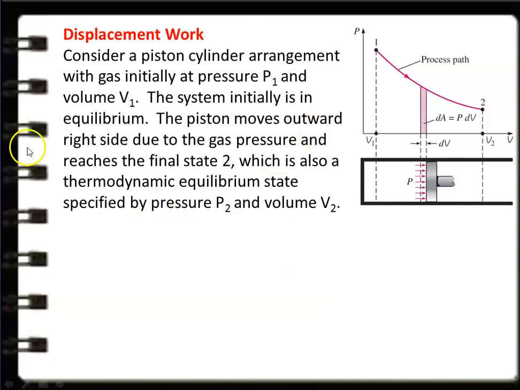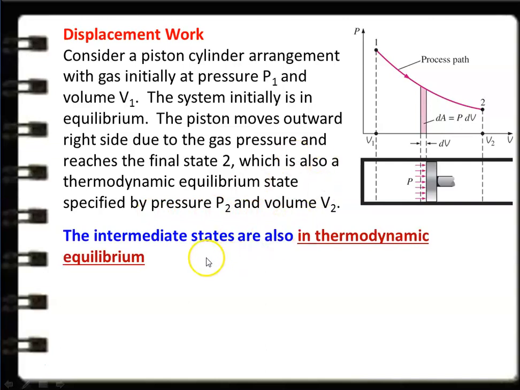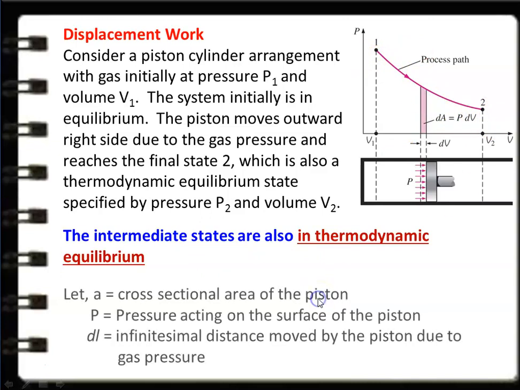And look here, all the explanation is given. Consider a piston cylinder arrangement with the gas initially at pressure P1 and volume V1. The system is initially in equilibrium. The piston moves outward to the right side due to the gas pressure and reaches the final state 2, which is also a thermodynamic equilibrium state specified by pressure P2 and volume V2. The intermediate states are also in thermodynamic equilibrium. So all the points between 1 and 2 are in equilibrium.